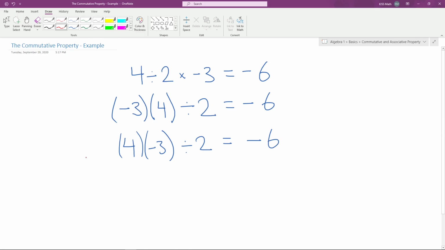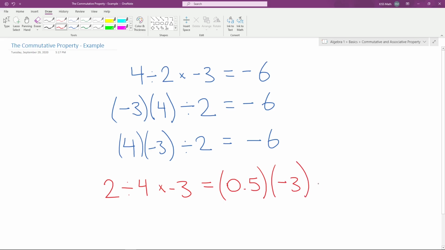What I cannot do is swap what is being divided. So instead of 4 divided by 2, if I did 2 divided by 4 times the -3, this would give me 2 divided by 4 is 0.5, multiplied by a -3 equals -1.5. And this is a different answer than the 6 that we were getting up here because we changed what we're dividing by. In other words, we were trying to use this commutative property when dividing, which doesn't work.